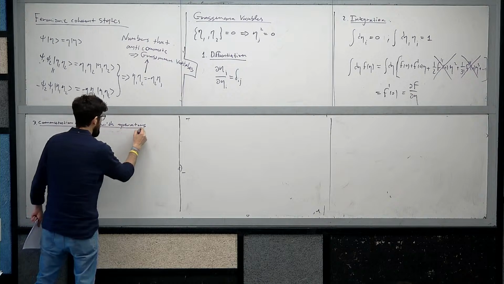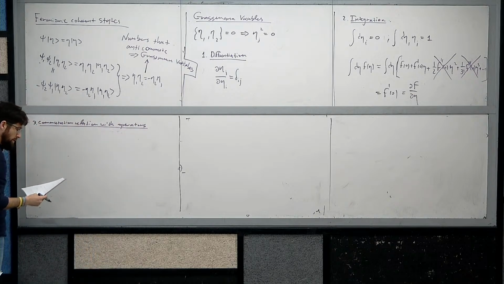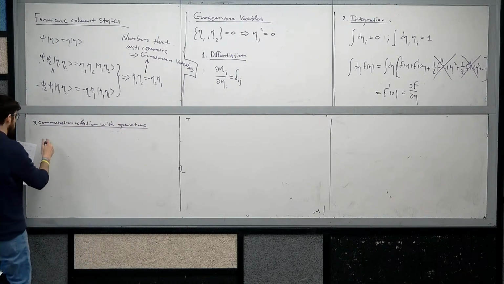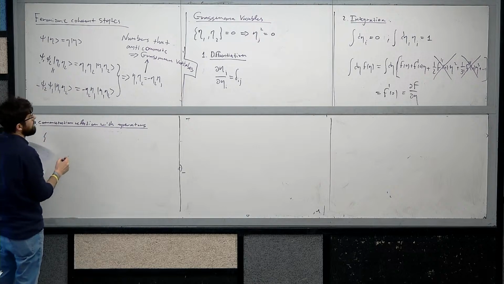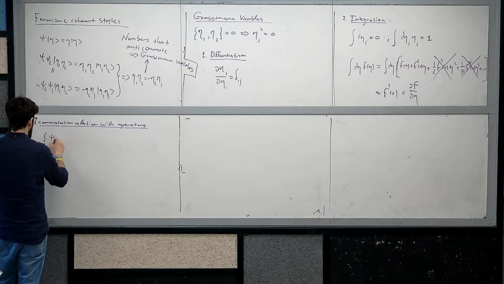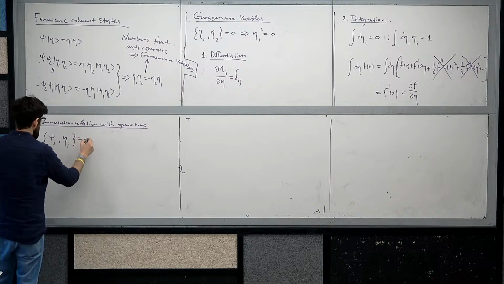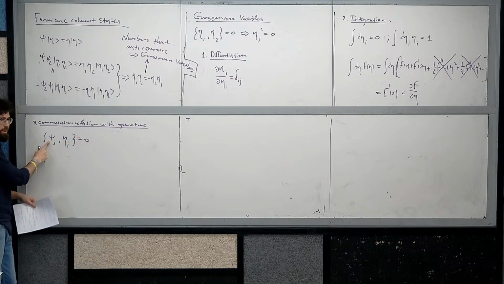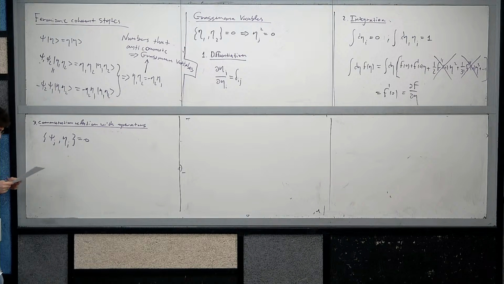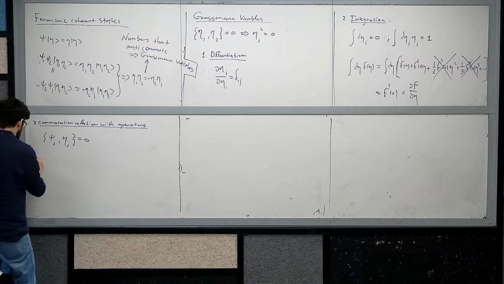In order for our theory to be consistent, if we have psi j eta i, this thing should also be 0, where this is the fermionic operator, and this is the Grassmann variable. So they also anti-commute. And then 4 is the Gaussian integral.